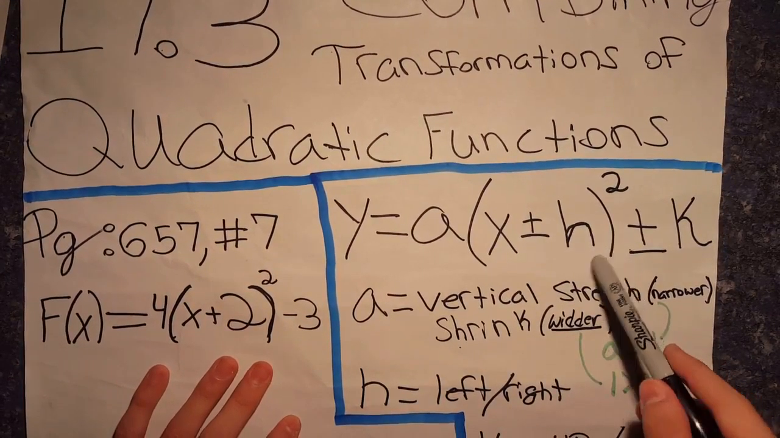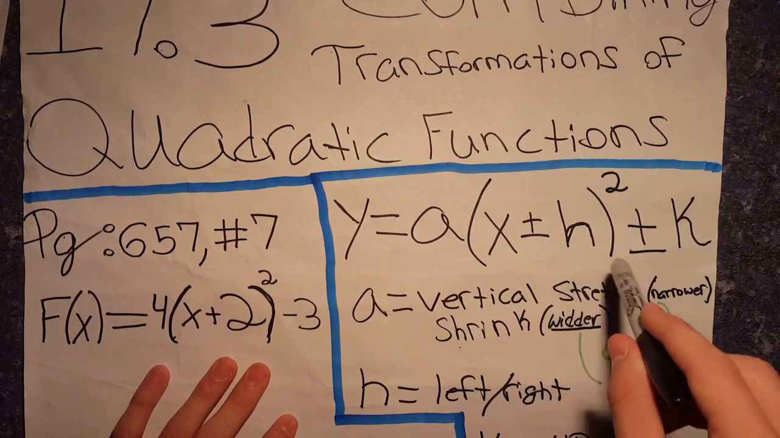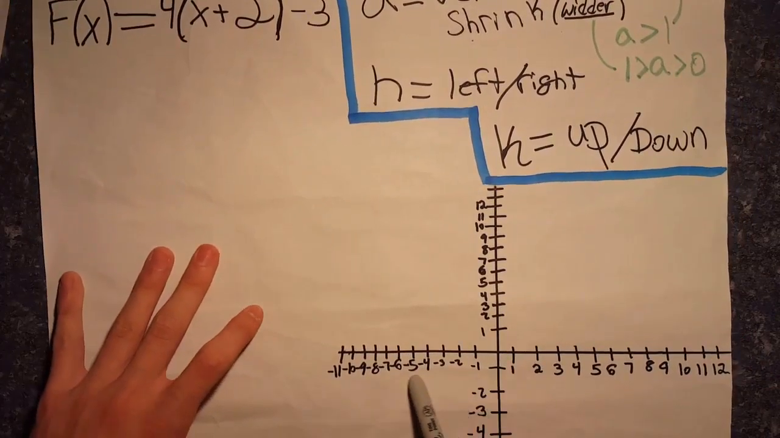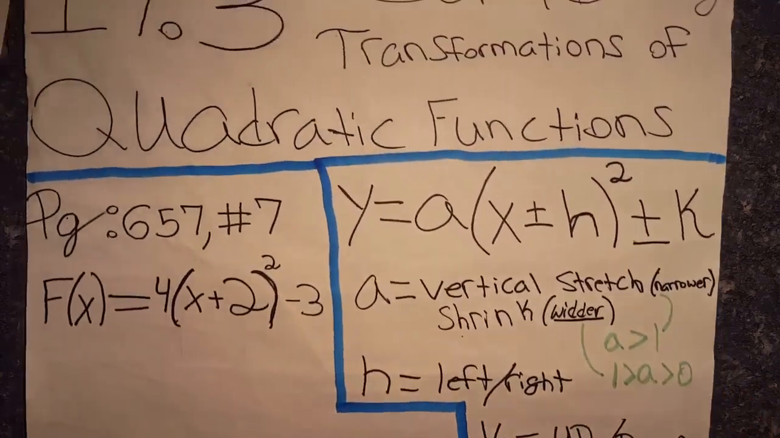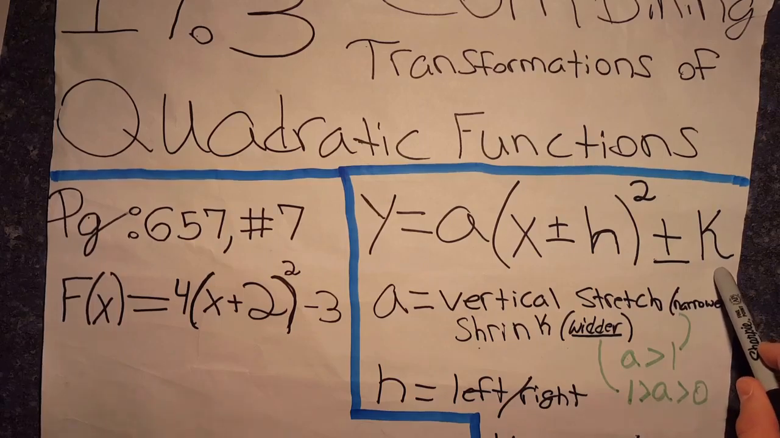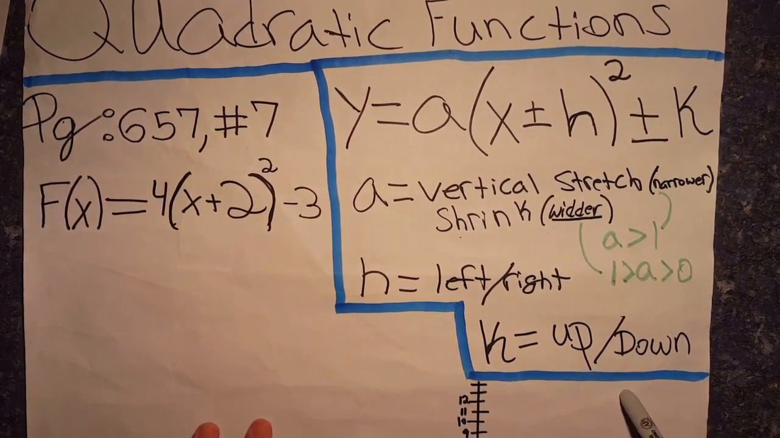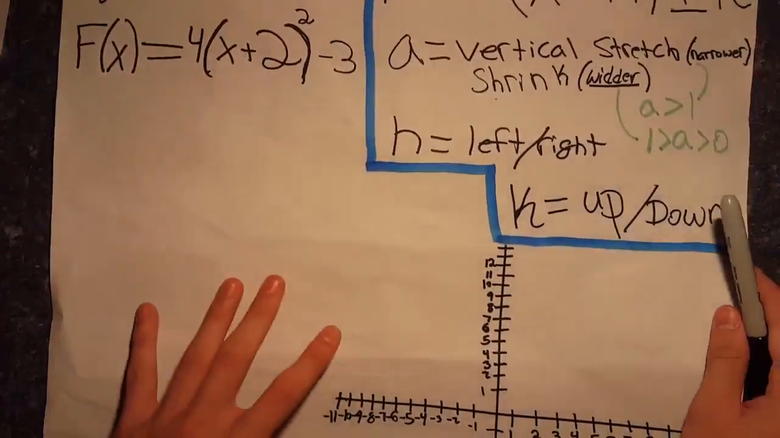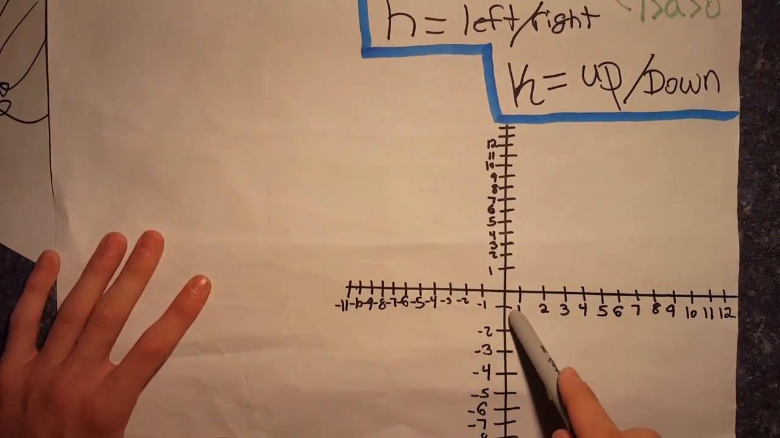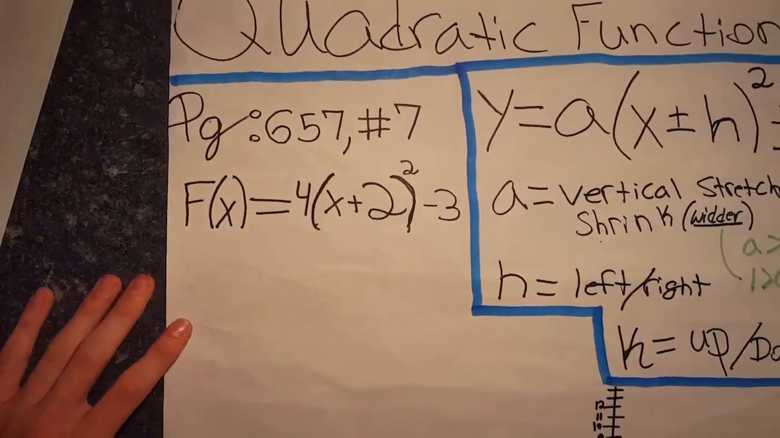Next, we're moving on to h. H equals left slash right. That means that h in this problem determines whether your graph is going to end up going left or right. Now finally, let's move on to k. K equals up slash down, meaning on your graph here, you will be moving either up or down. That determines what number it is. So, now let's get on to the problem.